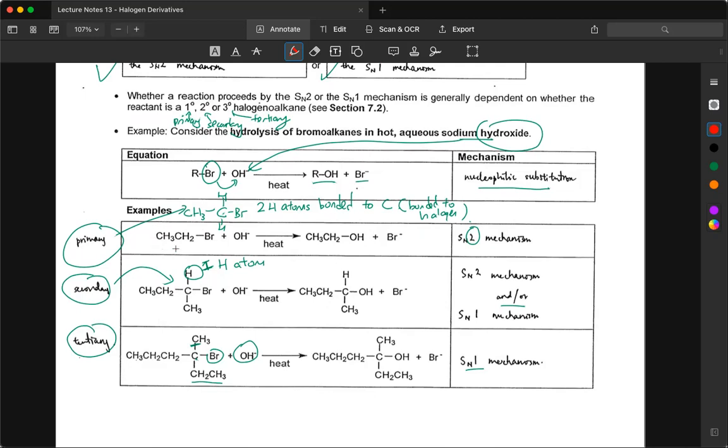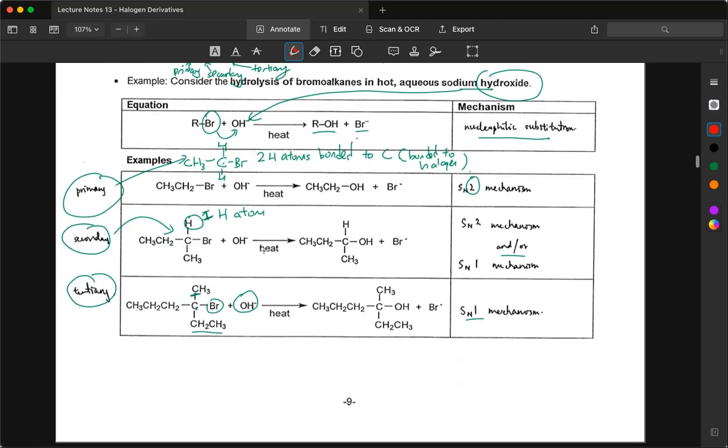So this is bromoethane, which undergoes nucleophilic substitution with hydroxide ion. Hydroxide here is the nucleophile, and upon heating, the nucleophile substitutes the bromine and the bromide leaves as the leaving group. This mechanism is SN2, which I will elaborate on. How do you see whether the mechanism is SN2 or SN1?